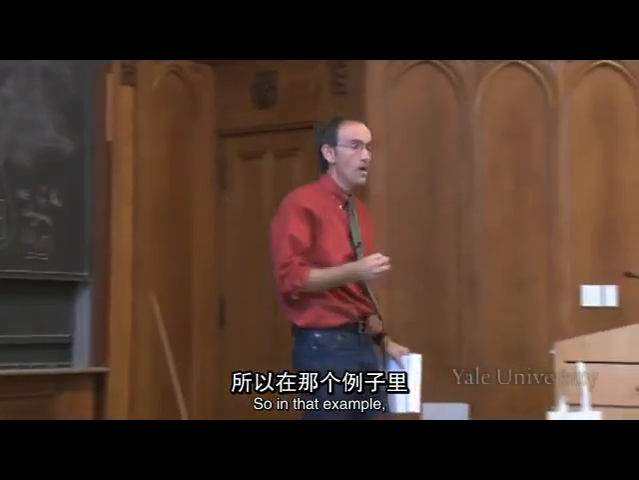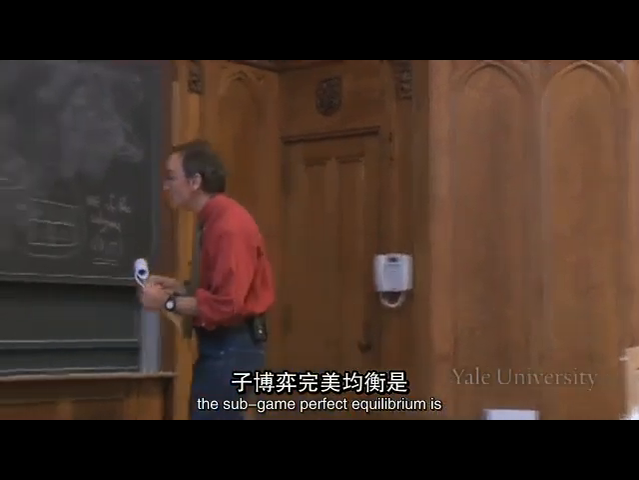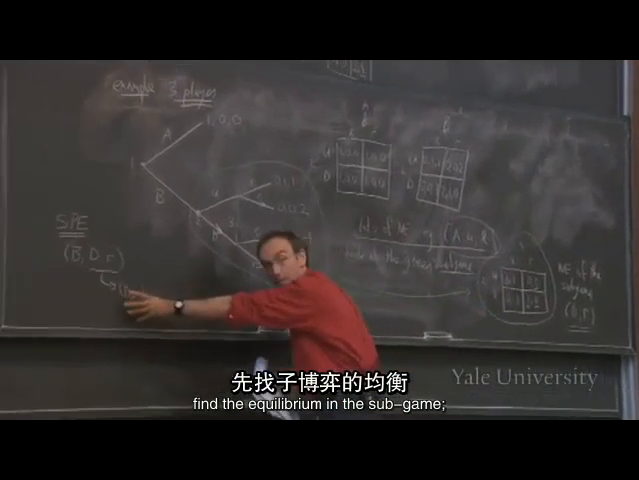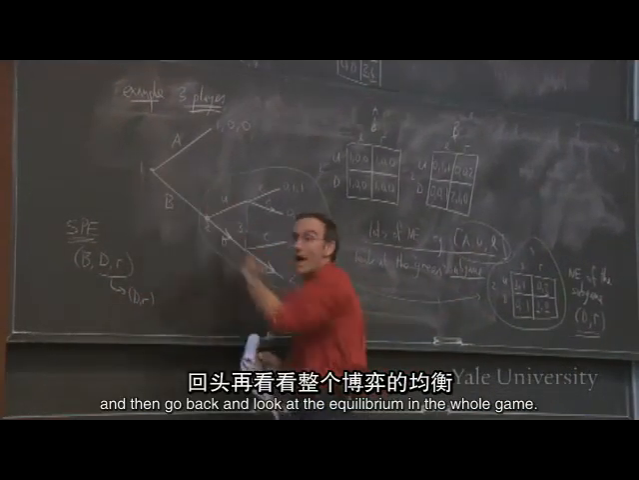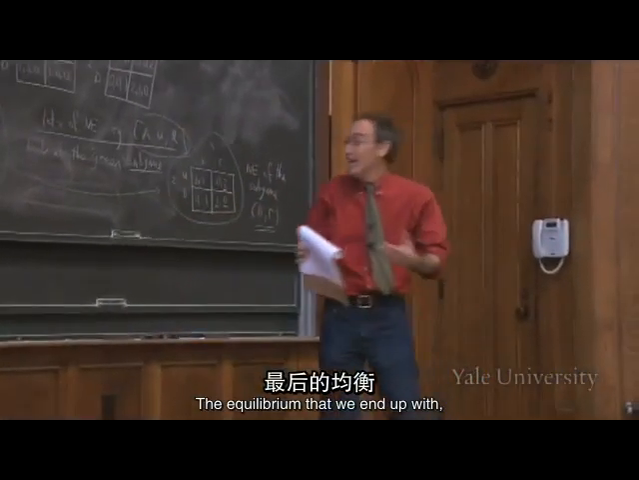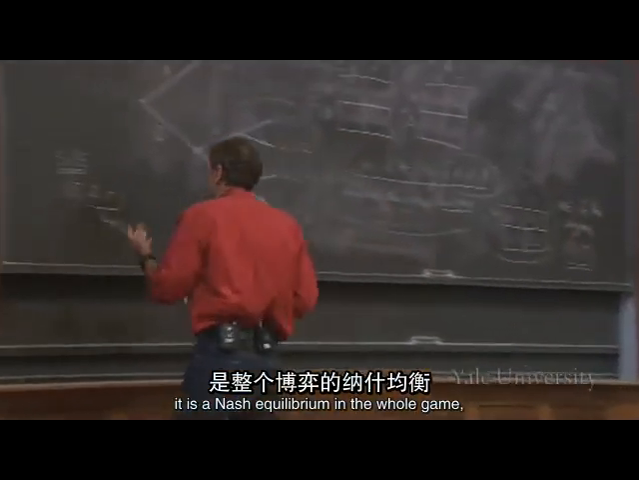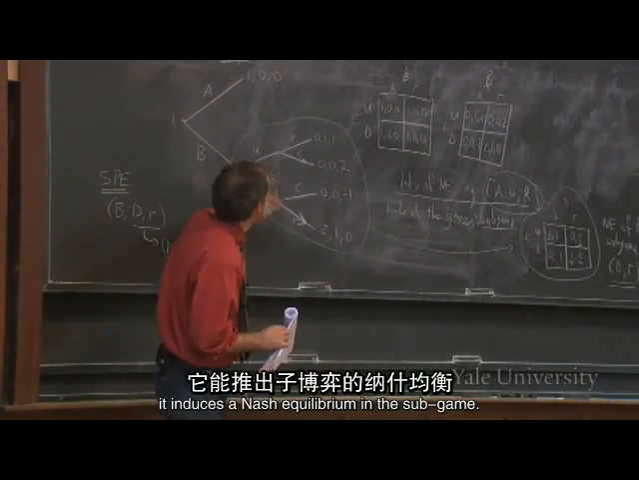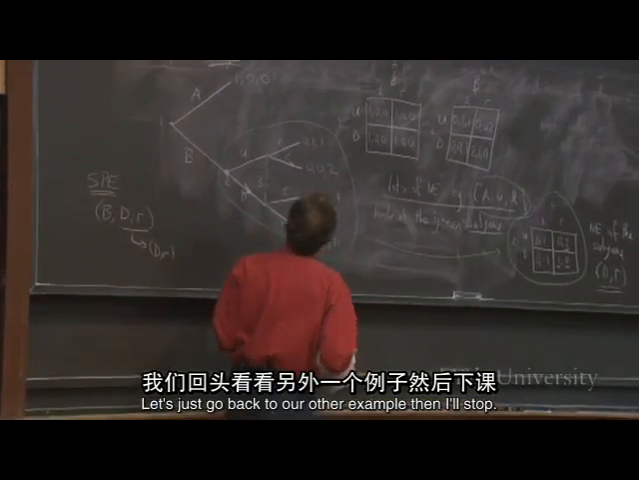All right, so in that example, the subgame perfect equilibrium is found by first looking in the subgame, finding the equilibrium in the subgame, and then going back and looking at the equilibrium in the whole game. The equilibrium we end up with is a Nash equilibrium in the whole game, but more importantly, it induces a Nash equilibrium in the subgame. Let's just go back to our other example, and then I'll stop.